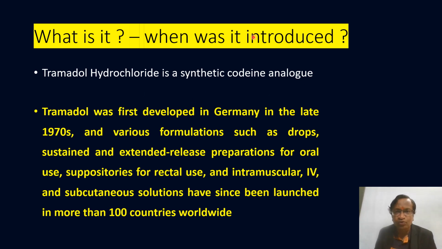So what is this Tramadol? It's a synthetic codeine analog. We know codeine is a natural analgesic cum cough suppressant. It was first developed in Germany in the 1970s, and various formulations like drops, extended release, IM, IV, rectal suppository have been launched in 100 countries in these 40 to 50 years.